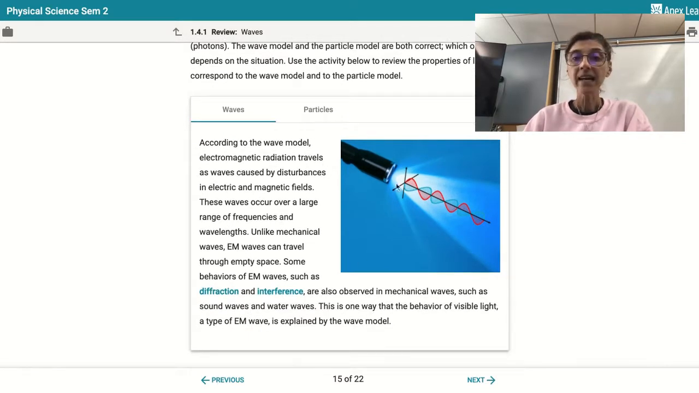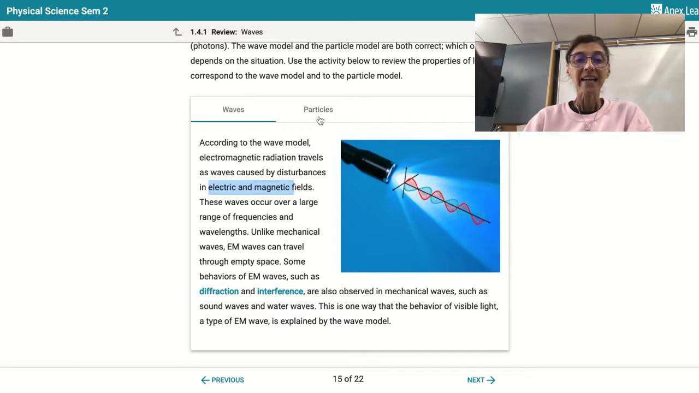Again, here's another activity that you can use to kind of look at the wave and particle properties of light. So this actually helps. This is like sort of the wave. You can see two waves. One's on sort of the x-axis here, and one's on the y-axis, the red and the blue. Electromagnetic radiation travels as waves. That's according to the wave model. And it causes disturbances in the electric and magnetic field.